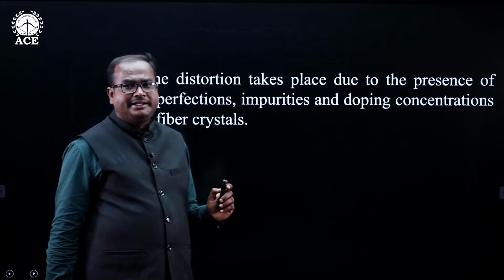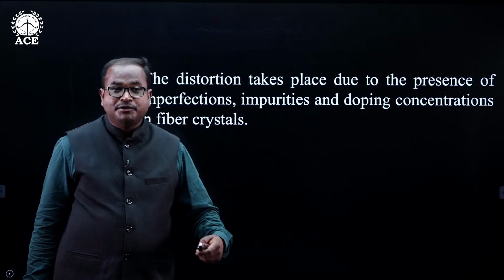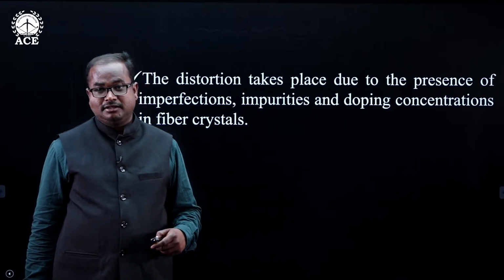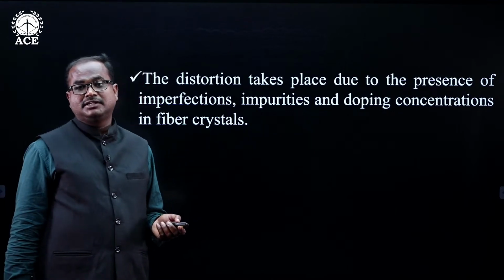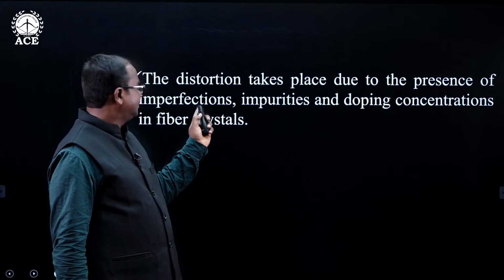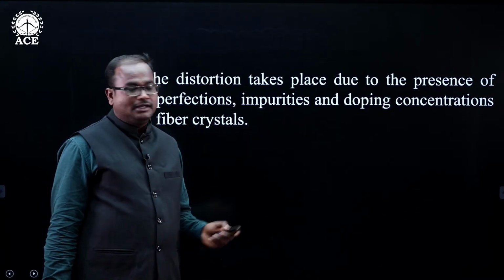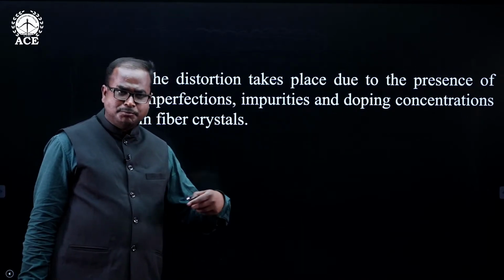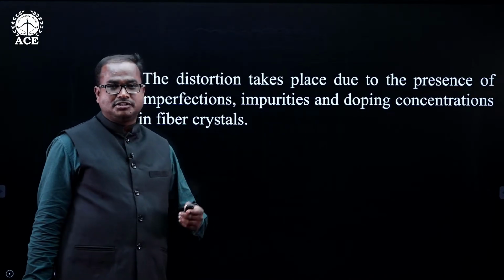This distortion mainly takes place. What is the reason for the distortion? Because of some of the impurities, because of some of the defects present in the material, you may have such distortions. Distortion may take place because of some imperfections, and imperfections are nothing but defects and impurities, some doping concentrations. Because of this, the distortion may take place.